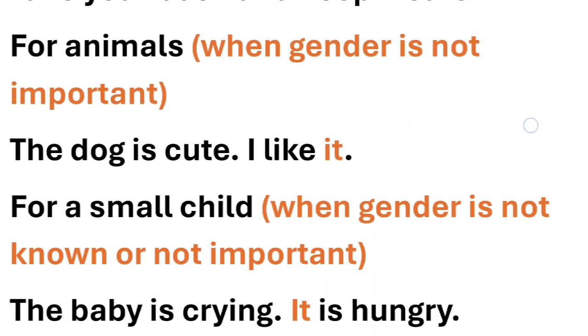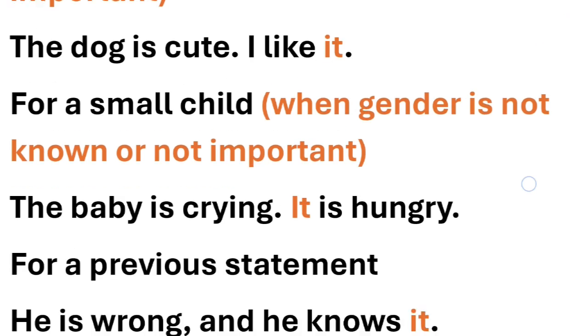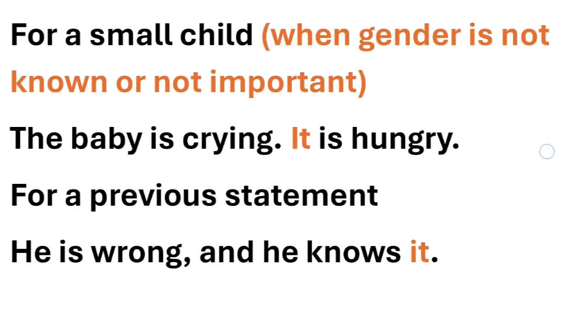We have used pronoun it in this example, and this pronoun it has been used for the noun book, which has no life. We use it for animals also when gender is not important to talk about animals. For example, the dog is cute. I like it. So the dog, now gender is not important to mention. It's just that there's a dog. Whether that dog is a male dog or a female dog, that's not important. So we have used the pronoun it with it.